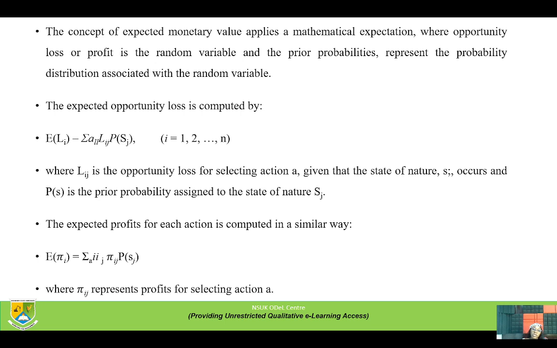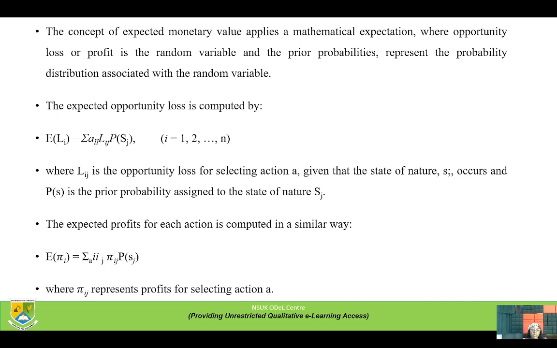The expected opportunity loss is computed as shown, which we will of course see in the live class, where the formula is E(Li) equals the sum of Lij multiplied by P(Sj), where Lij is the opportunity loss of selecting action Ai given that the state of nature Sj occurs, and P(Sj) is the prior probability assigned to the state of nature Sj.